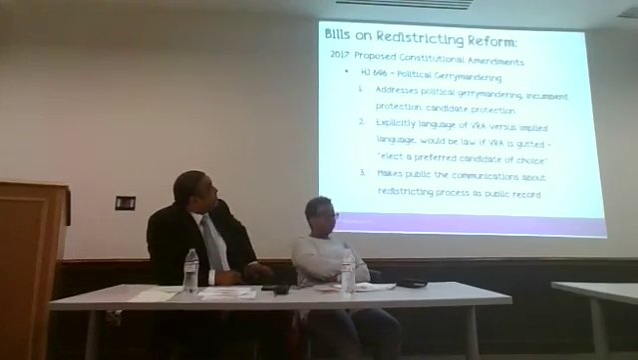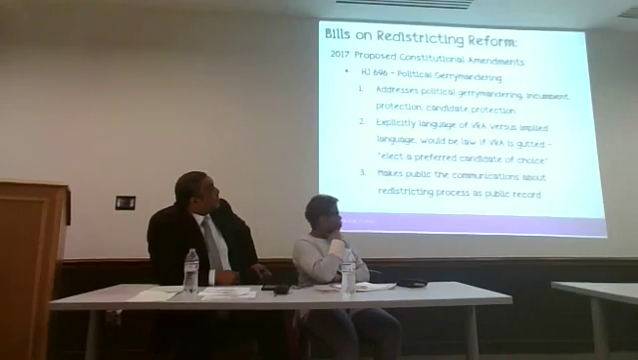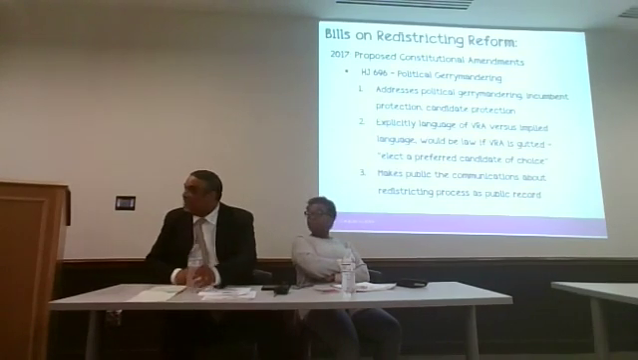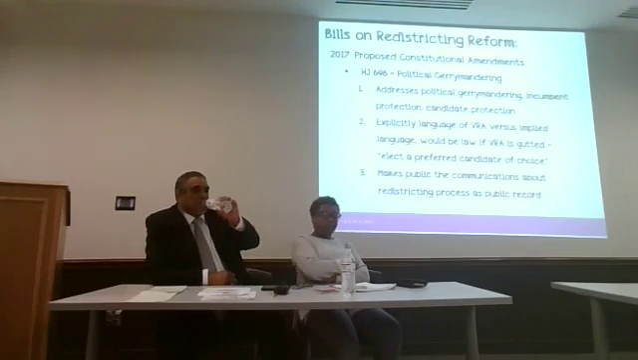What it did was basically make political gerrymandering against the rules, incumbent protections against the rules, and also candidate protection. There were times when they were drawing maps to make sure that somebody they wanted to run for a seat was in a district, even though that person wasn't even an incumbent yet. That was all addressed in the first point.